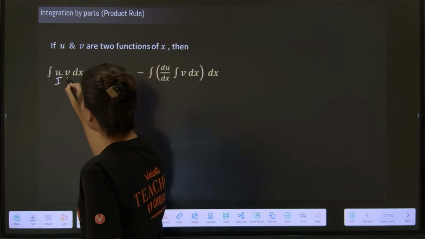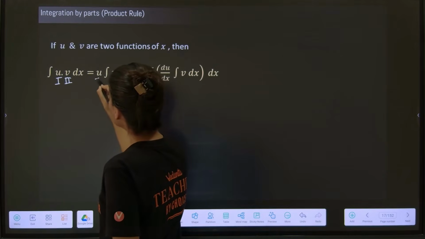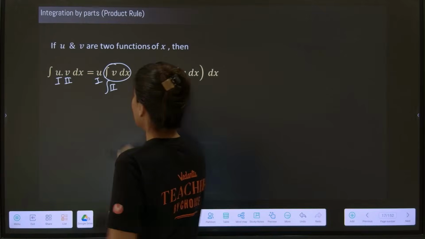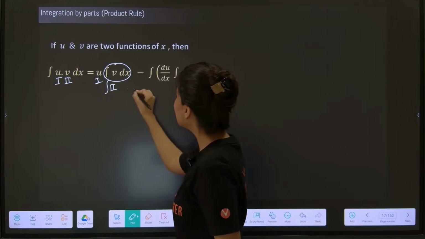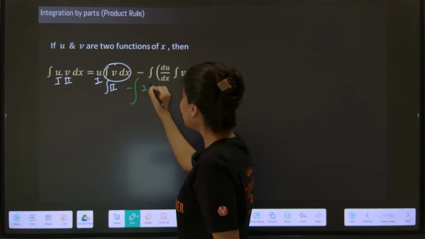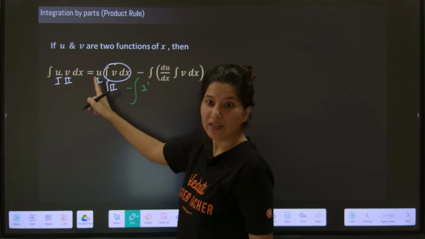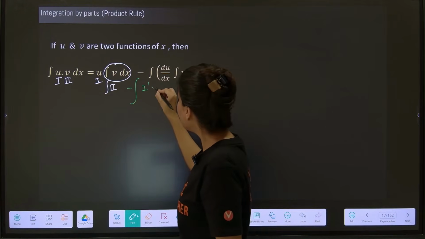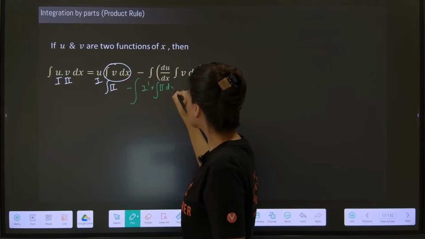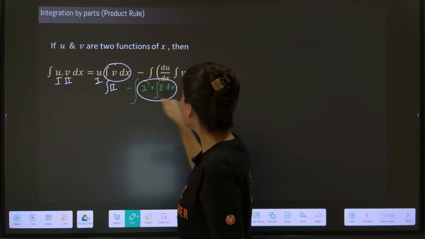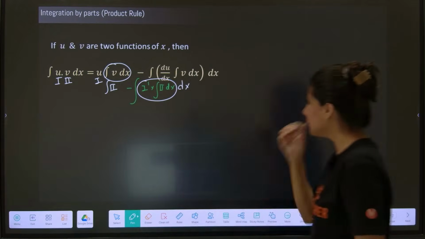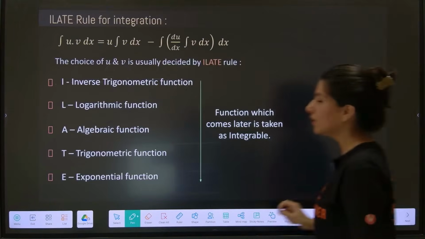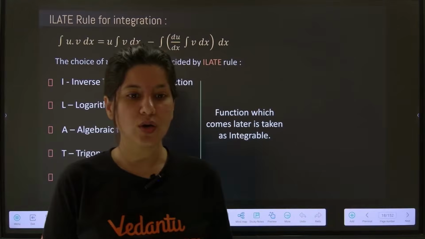Integration of first and second is equal to first function constant, integration of second, minus integration of derivative of first. See, whatever you have kept constant, now you have to differentiate that and then multiply, you have to integrate the second function. And overall the combination eventually you have to integrate. Okay, we'll do it, we'll understand it, then only you'll be able to learn this. But ma'am, how to decide on first and second function?